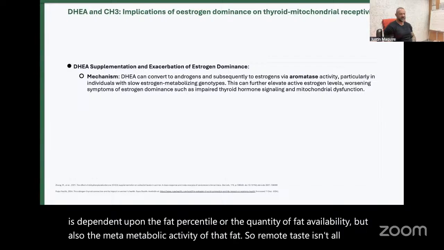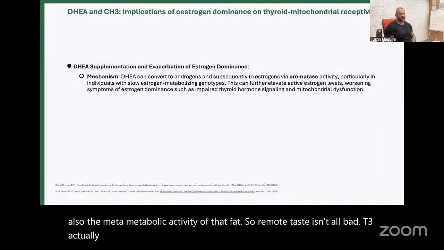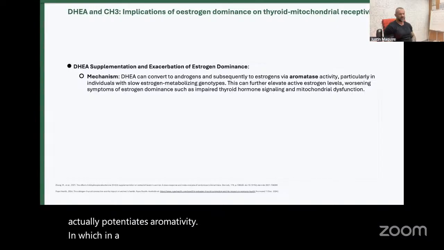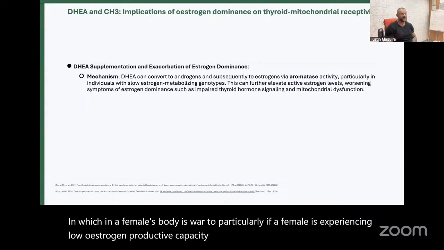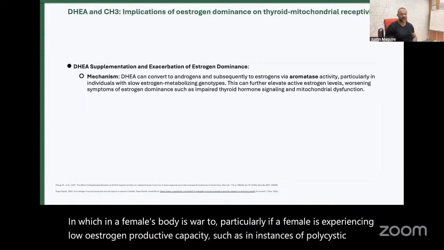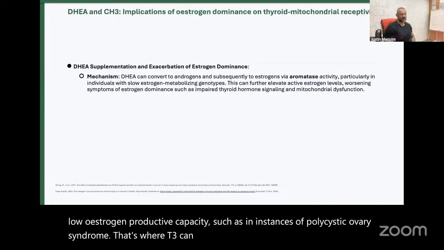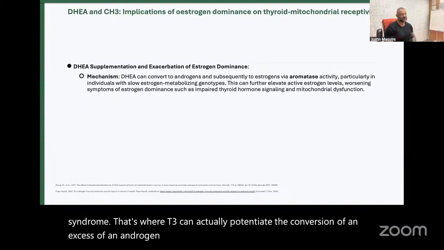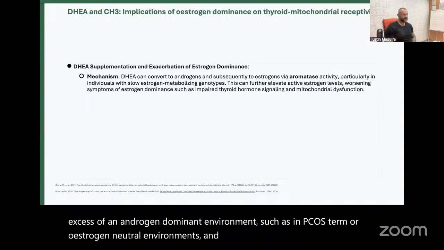T3 actually potentiates aromatase activity, which in a female's body is warranted, particularly if a female is experiencing low estrogen productive capacity, such as in instances of polycystic ovary syndrome. That's where T3 can actually potentiate the conversion of an excess of an androgen dominant environment, such as in PCOS, to a more estrogen neutral environment, and thus support the reduction of PCOS progression.